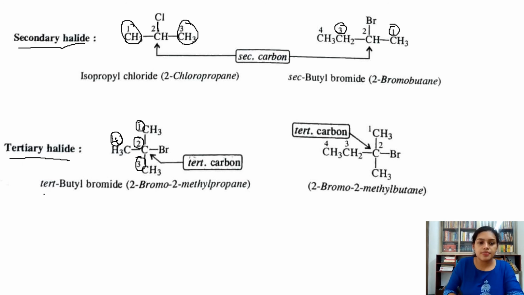And here the common name of this compound is important. This is tertiary butyl bromide. And in the second example also, the bromine is attached to carbon number 2, which is a tertiary carbon atom. Carbon number 2 is a tertiary carbon atom. Therefore this halide is an example of a tertiary halide. Hope you got the idea. So we have dealt with the classification and nomenclature. Now let's move to the next topic.